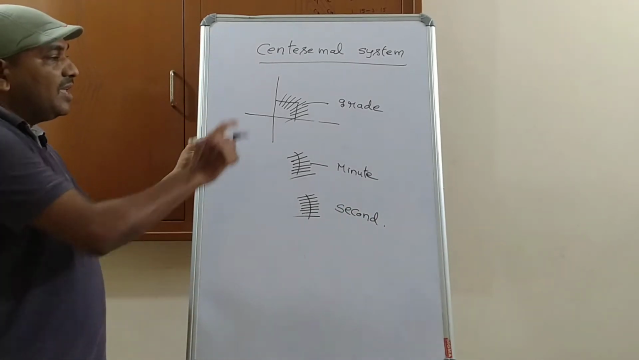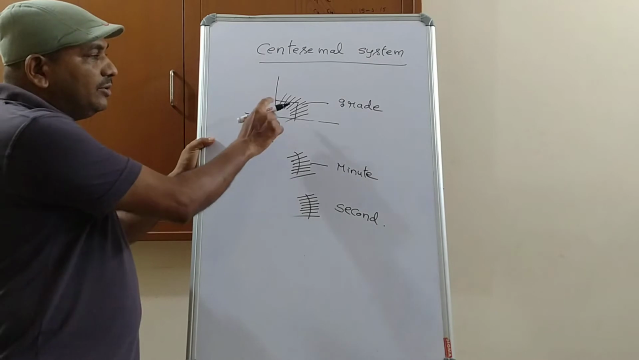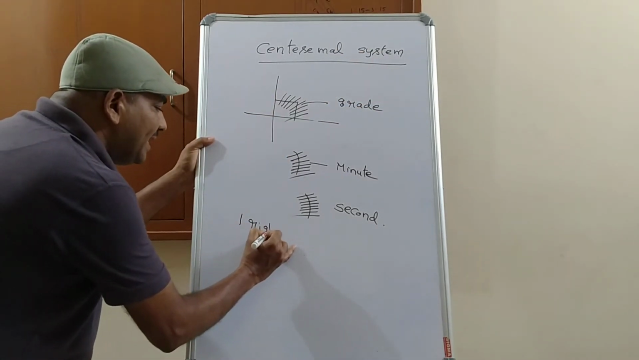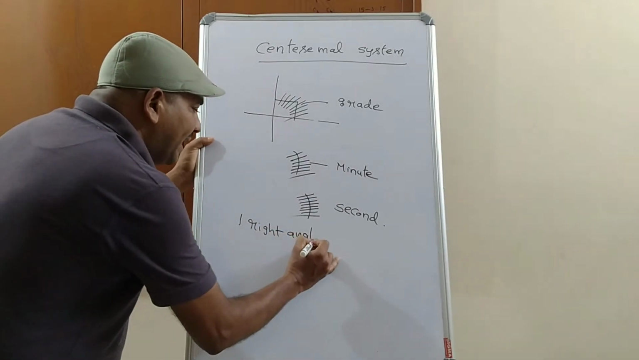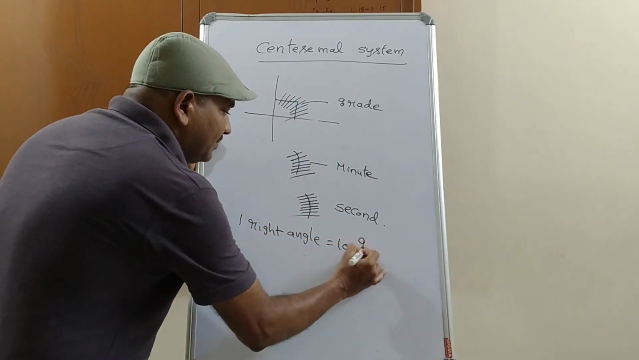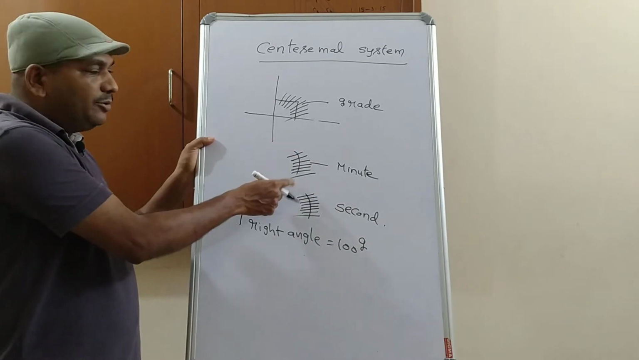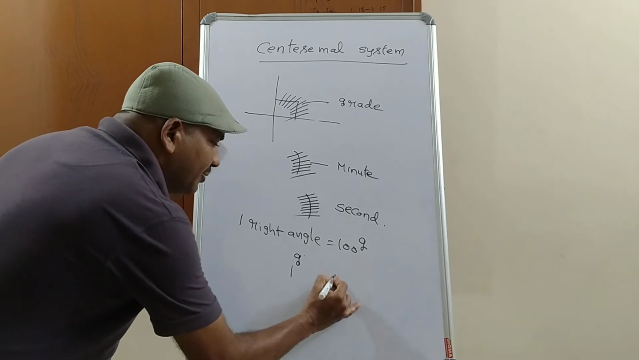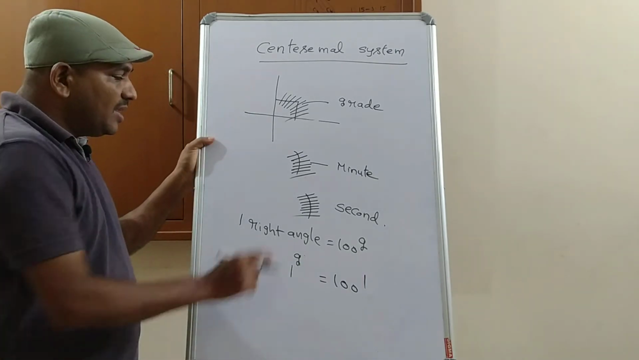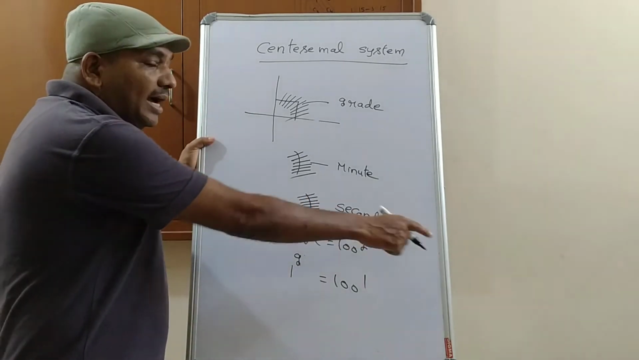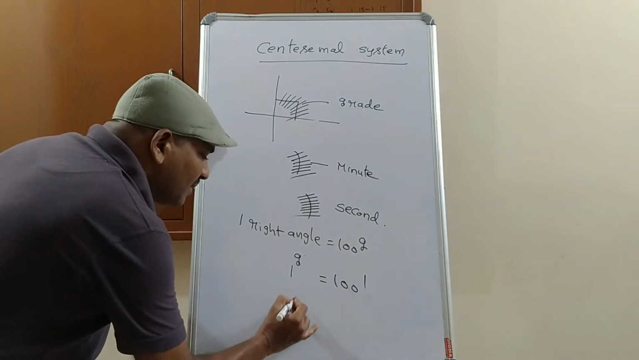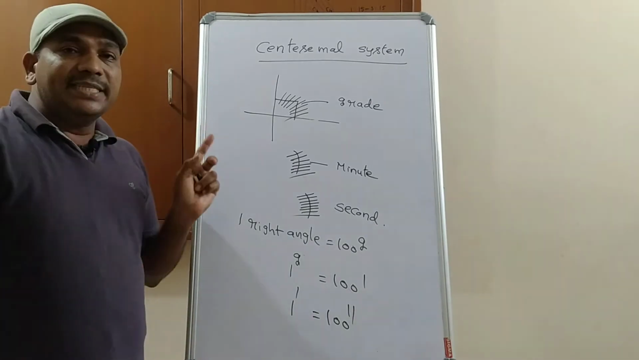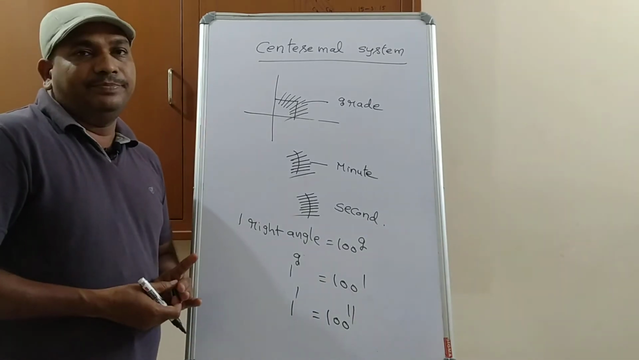That means one right angle equals 100 grades. One grade equals 100 minutes. 1 minute equals 100 seconds. This is centesimal system.